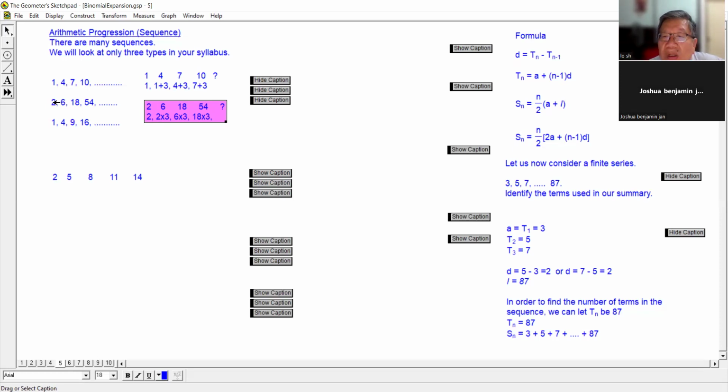6 divided by 2 is what? 3. 18 divided by 6, 3. 54 divided by 18, 3. So that's how we get the number 3. You take the number behind, divide by the number in front, then you get it, right? Okay, right. Next one. So you just square the number, you get it.